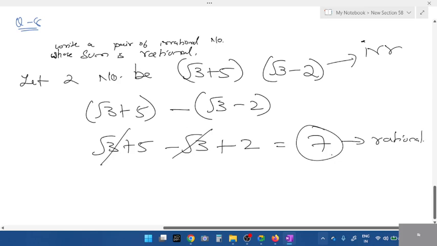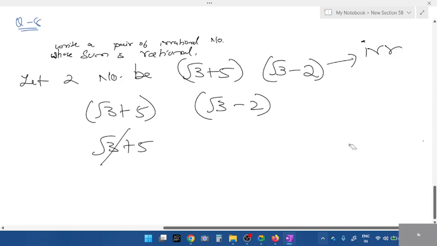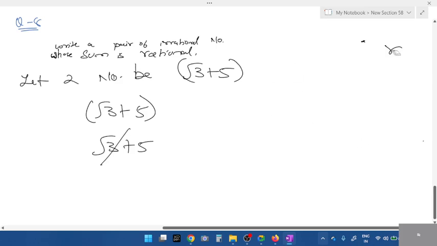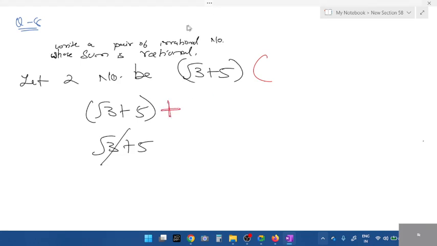Is it clear? No, I made a mistake. Sum or subtraction, addition or subtraction. Sorry, it was a mistake. Write a pair of irrational numbers whose sum is rational, students. So what do you do? Add or subtract? Sum meaning we need to add.